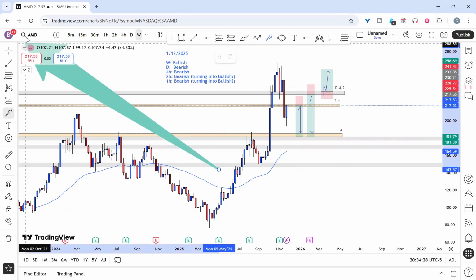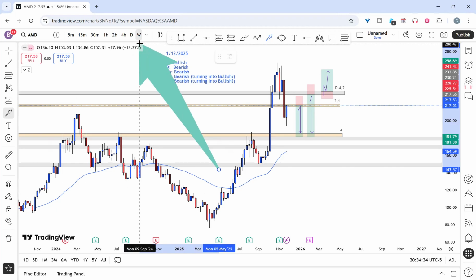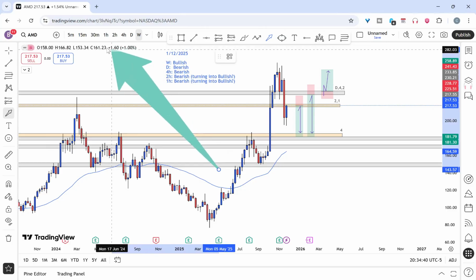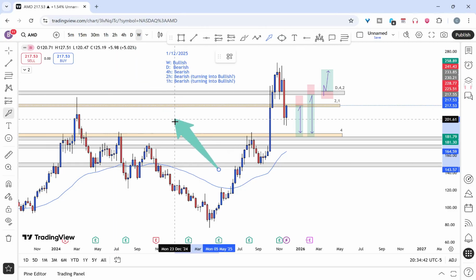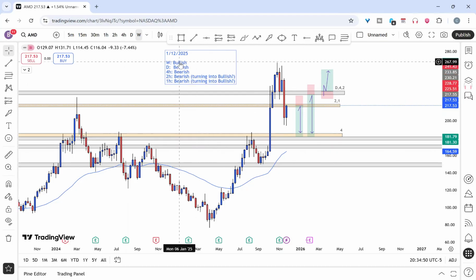So here's AMD, and we are right here at the weekly time frame. We're going to break it down from the bigger time frame to a smaller time frame, which is the weekly, the daily, the 4-hour, 2-hour, and 1 hour, and so on. I have already analyzed a little bit because I don't want to take the video too long. So on the weekly time frame, we are in the bullish trend.